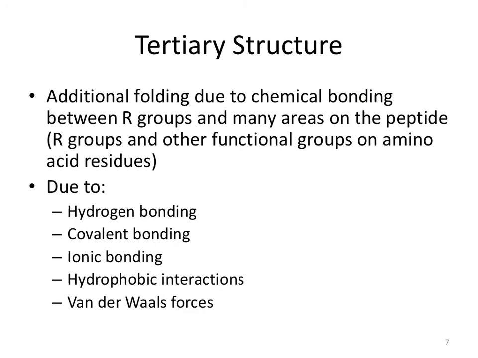So tertiary structure is the third level of protein structure. It's due to additional folding that is imposed by chemical bonding that occurs between R groups and also between many areas on the peptide itself, R groups and other functional groups on amino acid residues. Many different kinds of chemical bonding influence this level of structure. These are hydrogen, covalent, and ionic bonding. We already defined and discussed those in the previous lecture, and also hydrophobic interactions and van der Waals forces, which we haven't talked about yet.